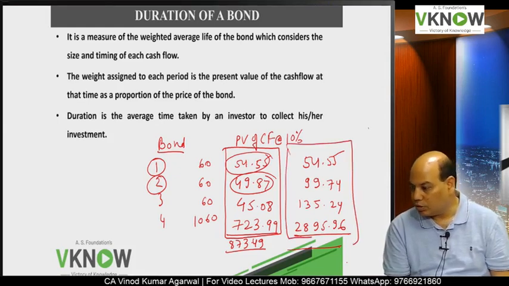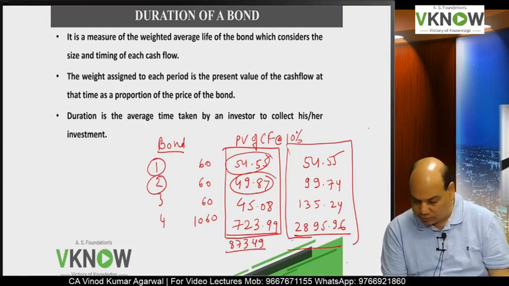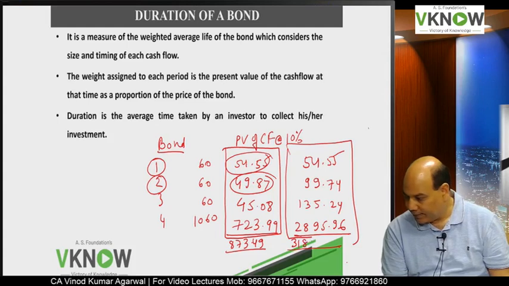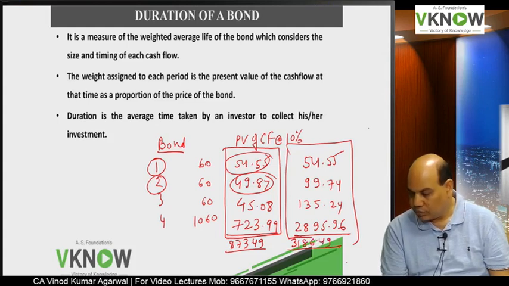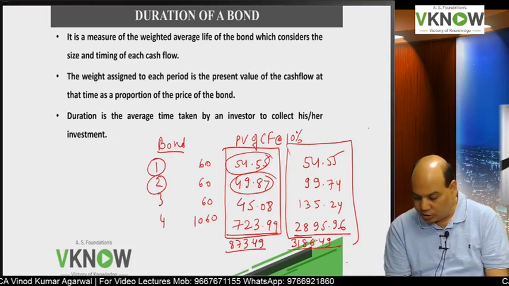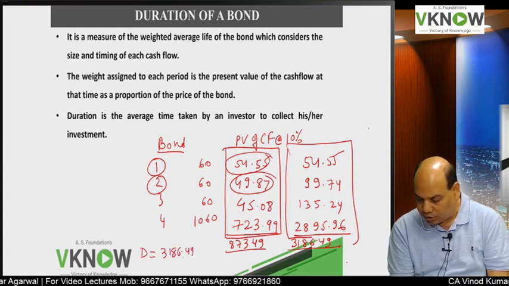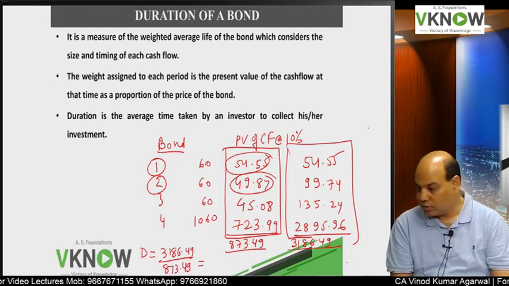Can you tell me the total of the last column also? Total of the last column. So Divya is saying 3186.49. For the timing, I am assuming it is correct. Okay. So in this case, the duration will be equal to 3186.49 divided by 873.49. So tell me how much is that?